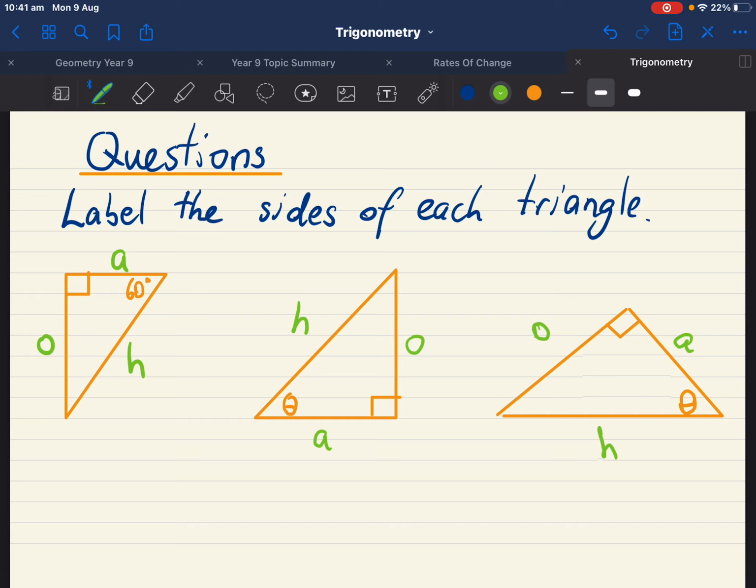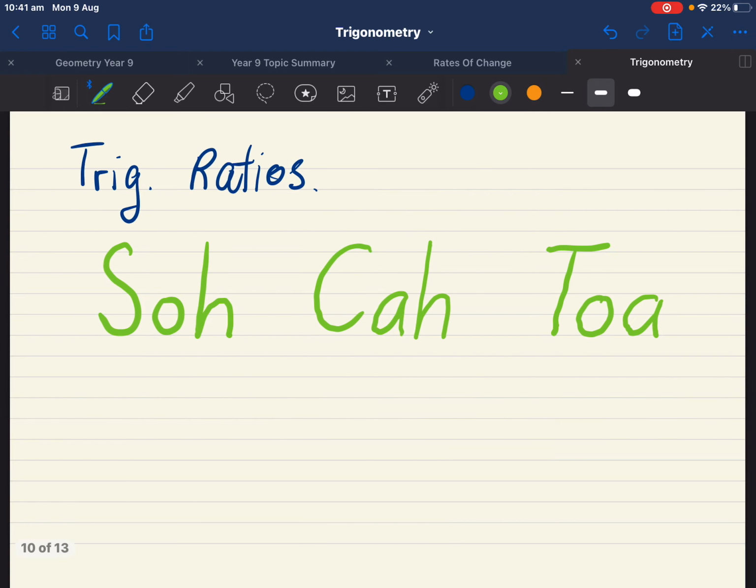All right, so hopefully you feel okay with labeling sides. If you need to go back and rewatch this little section again, please do so. Make sure you can label the sides because you will need it for the trig ratios. All right, so you know from your calculator, we're going to be covering 3 trig ratios. These are the most important ones, pretty much the only ones you're probably ever going to need, at least for the majority of you. All right, so what are the trig ratios?